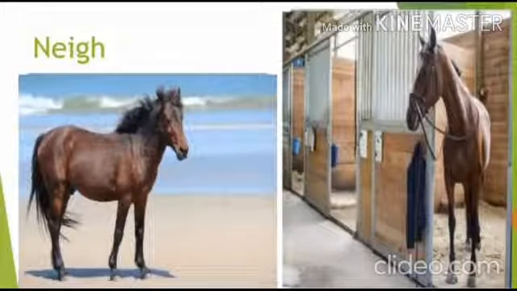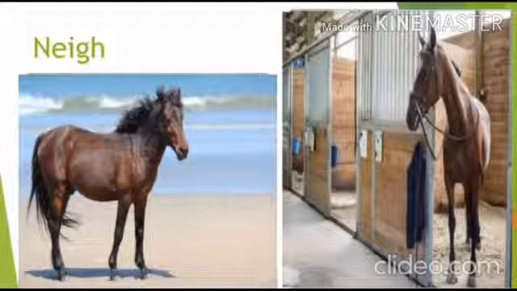Now students, this picture is of horse. Have you all seen horse? Yes, horse stays in a stable. What is a shelter of horse called as? Stable. And the sound that horse makes is neigh. What does horse do? He neighs. N-E-I-G-H. I hope you all are understanding, students, and you all are enjoying it. Yes? Okay.